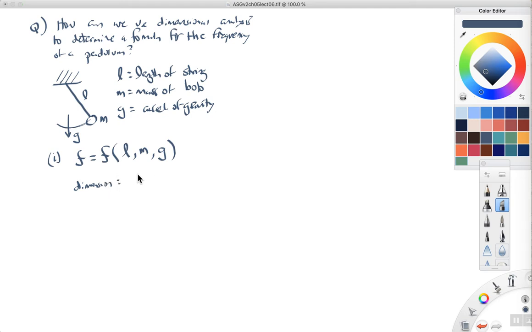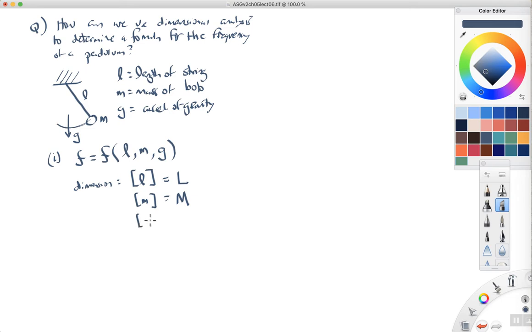Okay, so I'm going to use a notation that's common in physics and say, well, the length of the string, what is the dimension of that? The square brackets mean the dimension of the length is just, well, using the table we came up with in our last lecture, it's just the length. What about the dimension of the mass of the bob? Well, that's just the dimension mass.